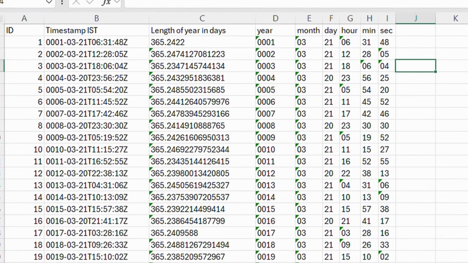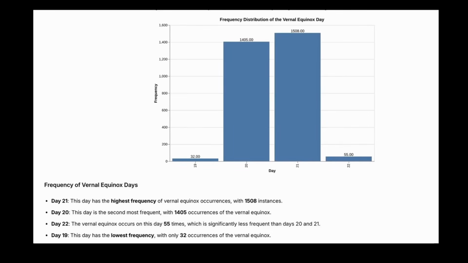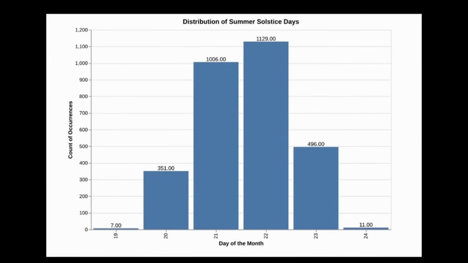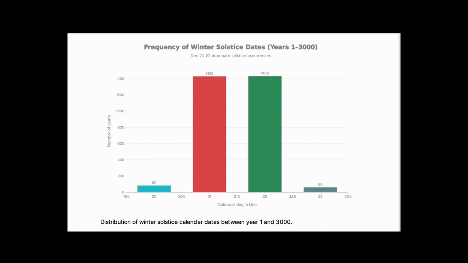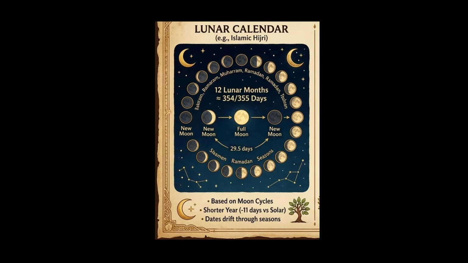Let us look at data over a span of 3000 years. Vernal Equinox mostly happens on 21st March, while in some years it occurred on 20th of March. Summer solstice took place around 21st or 22nd of June, while winter solstice occurred on 21st or 22nd of December. Now that we have seen the solar calendar, we will look at the lunar calendar.